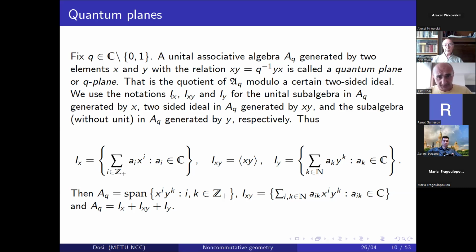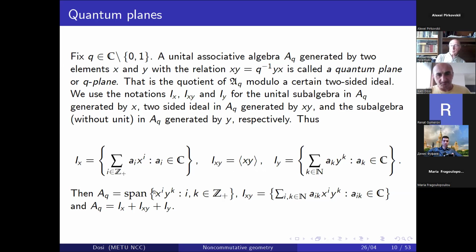So let me use notations, the standard notation I'm going to use throughout all my talk: I_x, I_xy, I_y. I_x, look, that's written here, is a unital subalgebra generated by x, plus non-negative integers, so the span of all polynomials in x. I_y, pay attention here, is a non-unital subalgebra generated by y. So my unit is here. I_xy is just the two-sided ideal generated by x times y.